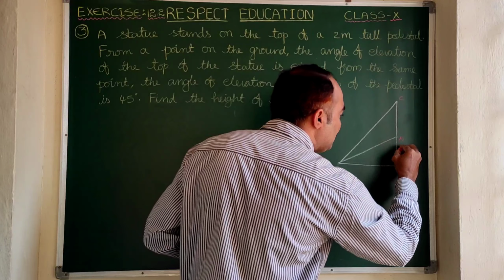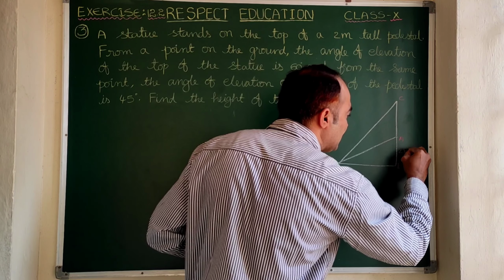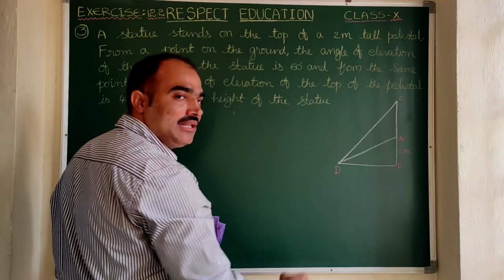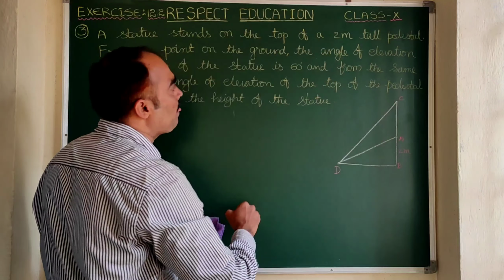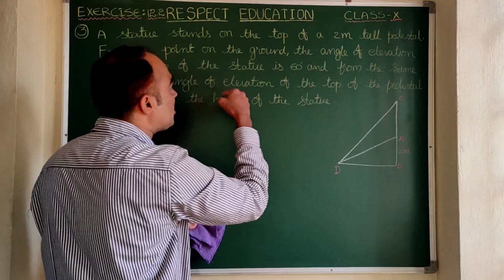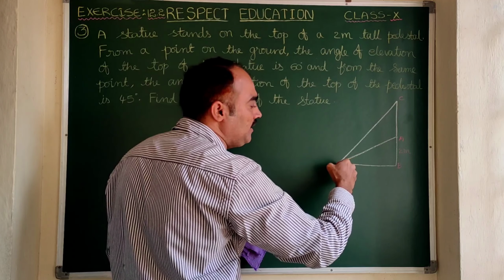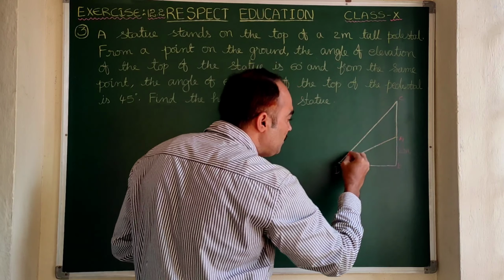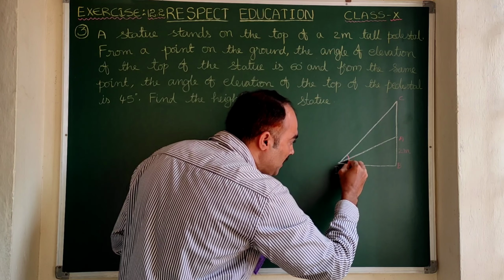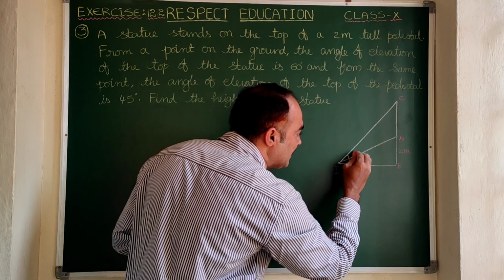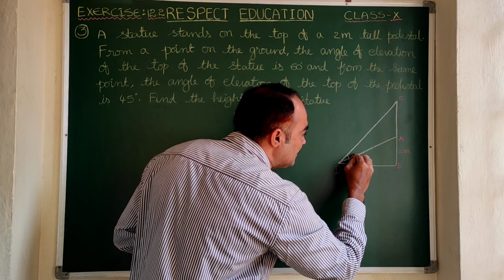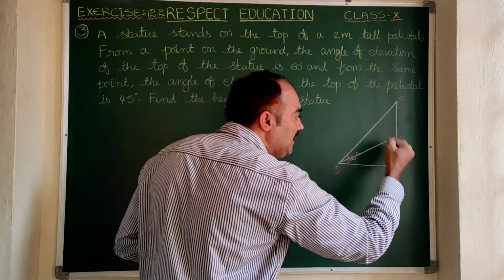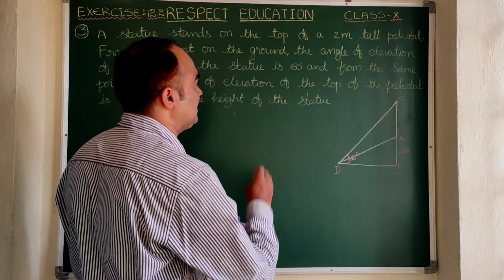According to the question, a statue stands on the top of a 2-meter tall pedestal. Here AB is the pedestal, whose height is 2 meters. From a point on the ground, let the required point be D. The angle of elevation of the top of the statue: from D, if you observe the top of the statue, here C is the top of the statue. This complete angle of elevation is 60 degrees. So here I am writing 60 degrees. Throughout, angle CDB is 60 degrees.